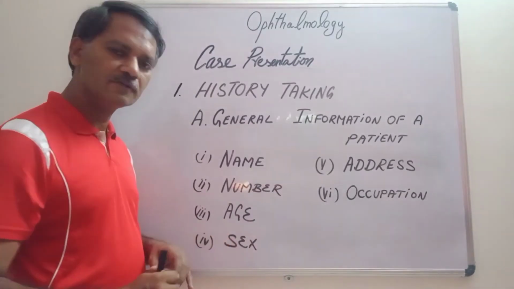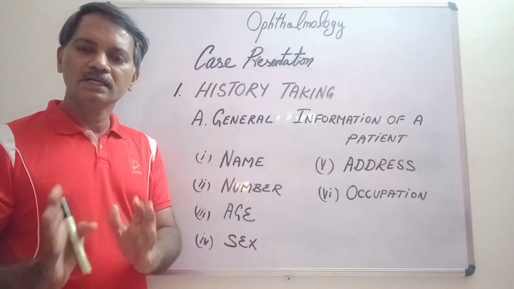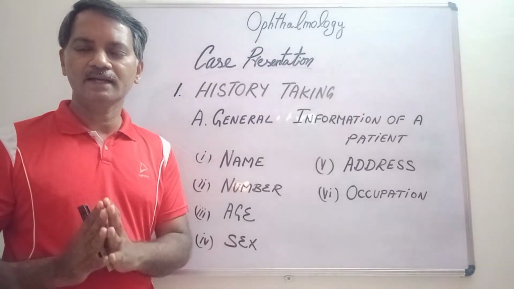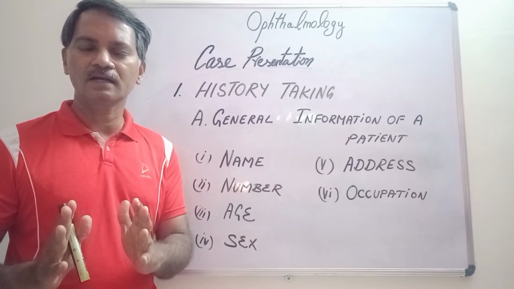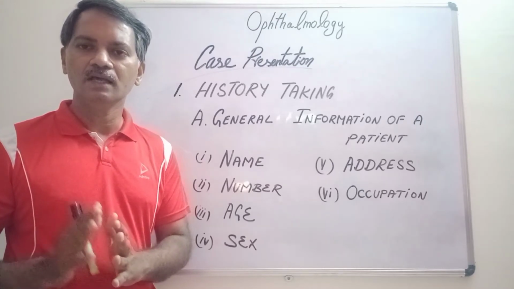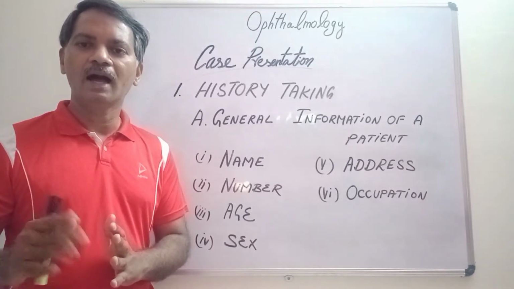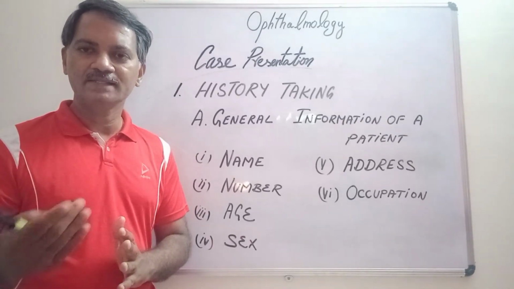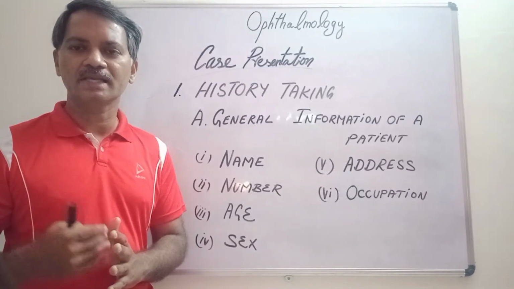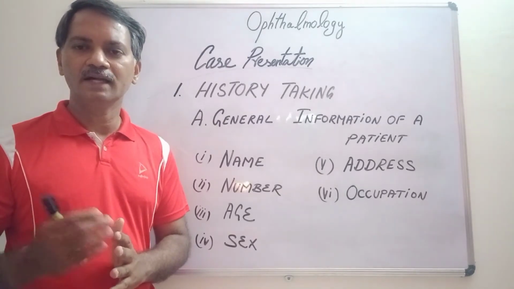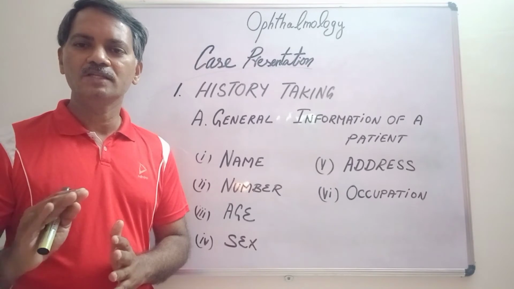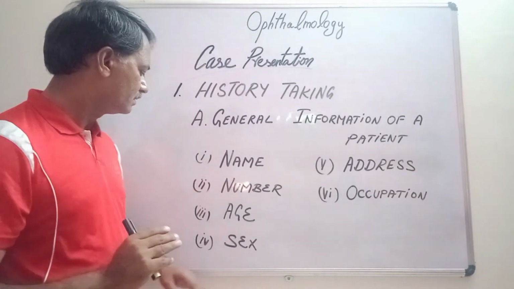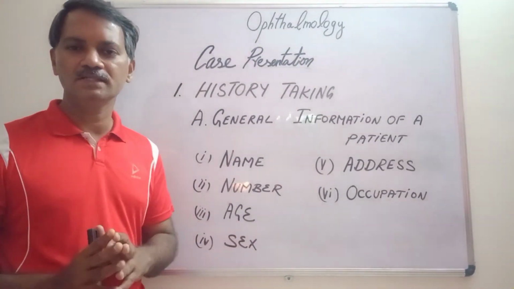The third one is age of the patient. Certain diseases are very common in certain age groups. Senile cataract, that is cataract occurring due to aging, occurs in people who are after the 5th decade of life. Another example is retinoblastoma, that is cancer of the eye that affects only small children up to 5 years of age.